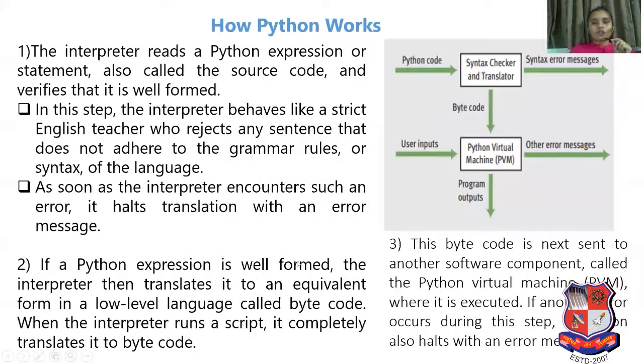Now, how does Python actually work? This is the Python code, syntax checker and translator. The syntax checker and translator will see this Python code. If there is a syntax error, it will display the syntax error message. Then this code is converted into bytecode, which is given to the Python virtual machine. In the Python virtual machine, we give the user inputs along with this bytecode. If any error is available, you can see the error message. Otherwise, you can see the output. This is how Python works.